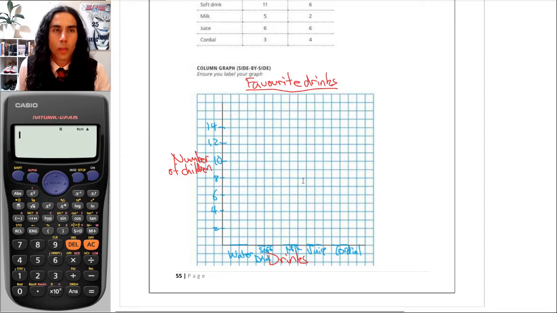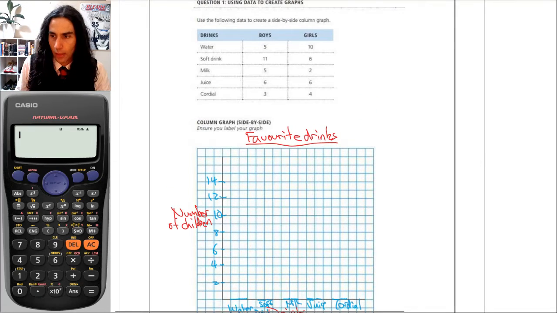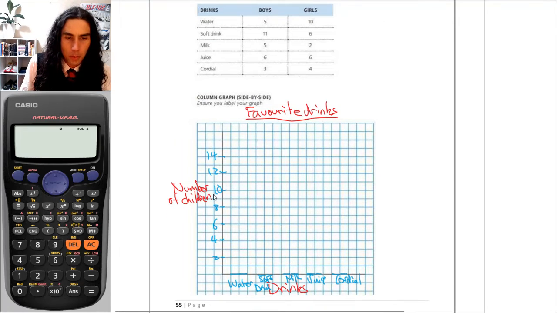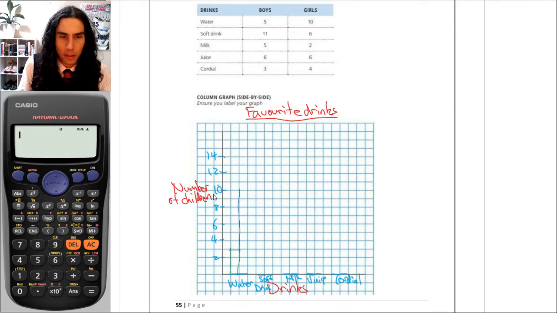So the water, the boys, you can just see that there, was 5 and girls was 10. So I'm going to do a boys column here as 5 and green, and dark blue for girls and 10. Now maybe you're thinking, blue for girls, that's not the right color. Did you know that blue used to be the girls' color and pink was the boys' color? Because pink was like red, and red was manly. So all the boys were dressed in pink. And then something happened and it changed. So soft drink 11. Just an interesting bit of history for you.